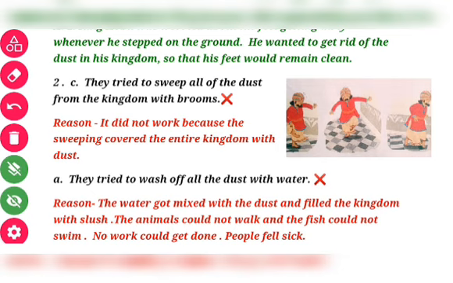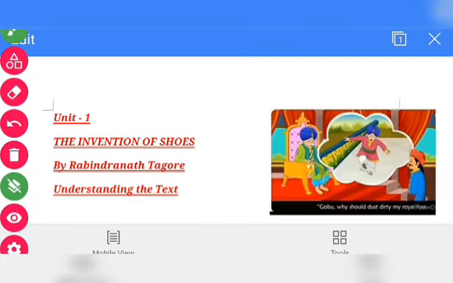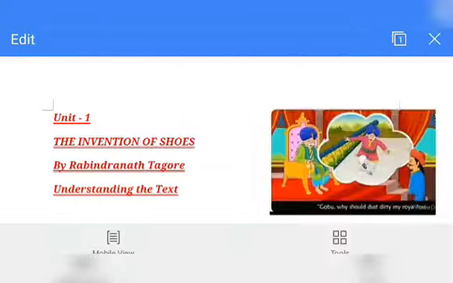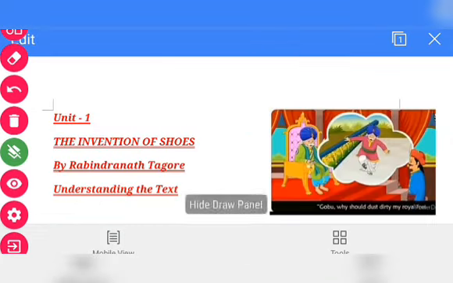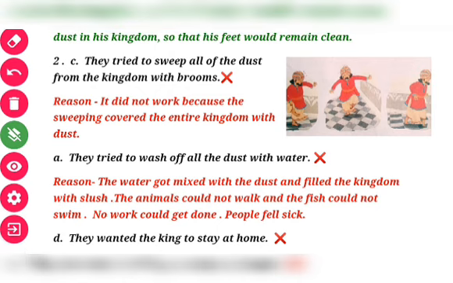So for that you can see the first is written. Just wait, let me take my pencil. Here point number C will be the first in order. So A, B, C, D, there are 4 options given in your book. Here I have given you point wise in order. The very first, which is C, says that they tried to sweep off all the dust from the kingdom with a broom. That was the first attempt, which did not work. So that is why a cross is mentioned.